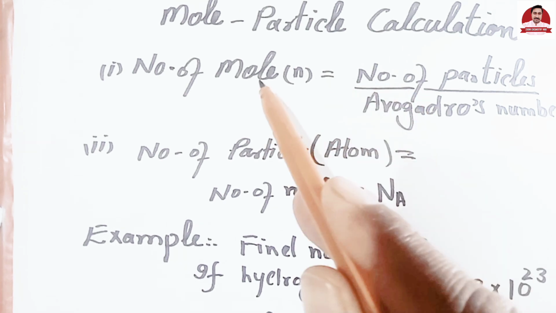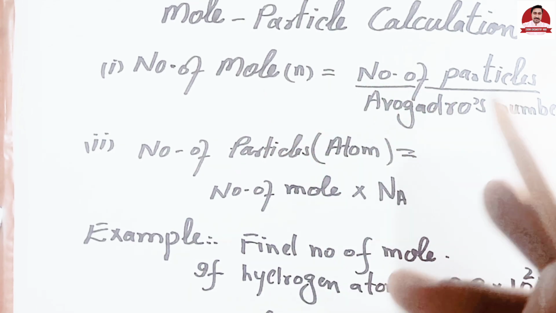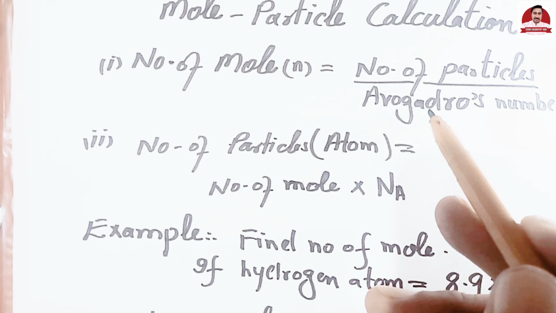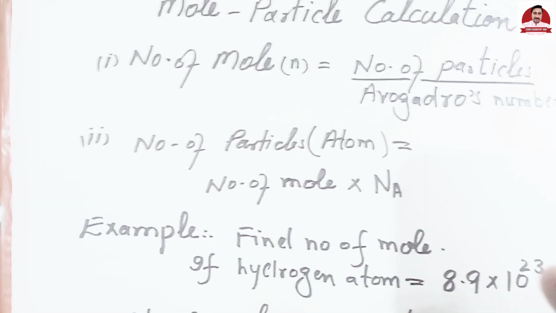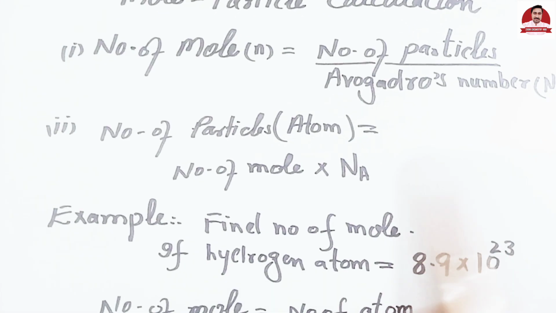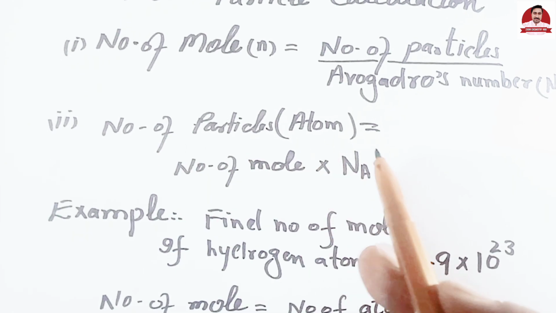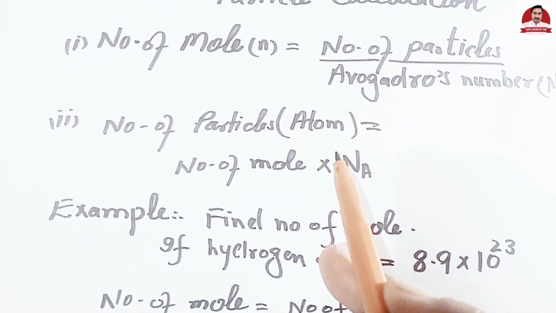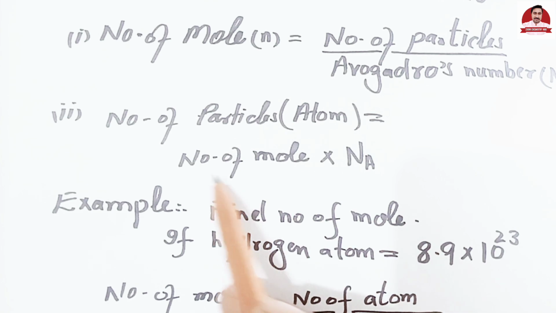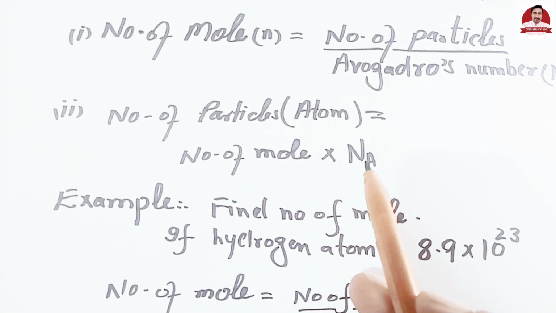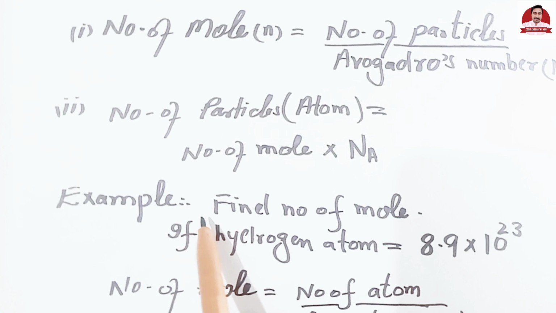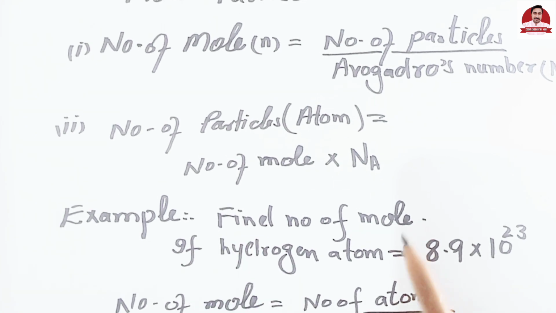So number of moles is equal to number of particles divided by Avogadro's number. And the number of particles is equal to the number of moles multiplied by Avogadro's number. First we will find the number of moles if we have the number of particles.